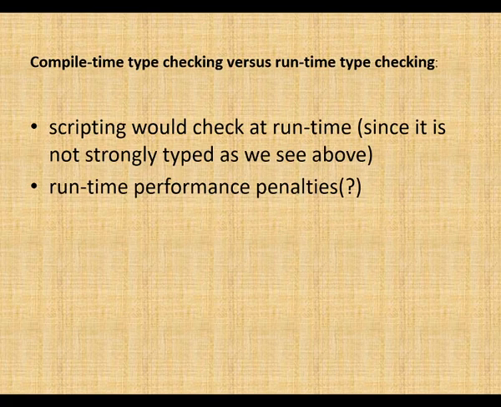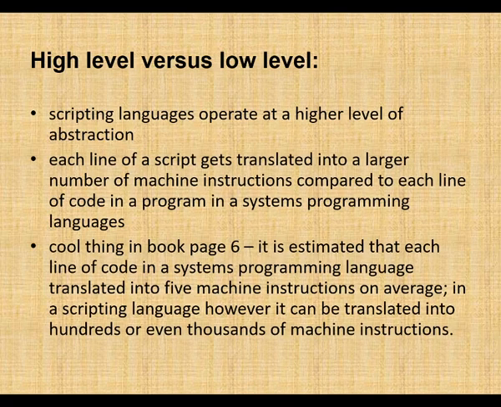Okay, with scripting, you find out about problems when you're running and it breaks on you. That's good and bad. Now, runtime performance for type checking is supposed to slow you down. It's supposed to be a penalty. Maybe with modern processors, that's not a big deal. I don't know. Okay, as mentioned before, scripting languages operate at a higher level of abstraction. Every command you give translates into more machine code. Okay, page 6 tells you that you get a 5-to-1 average, as opposed to 100 machine instructions per line of code.